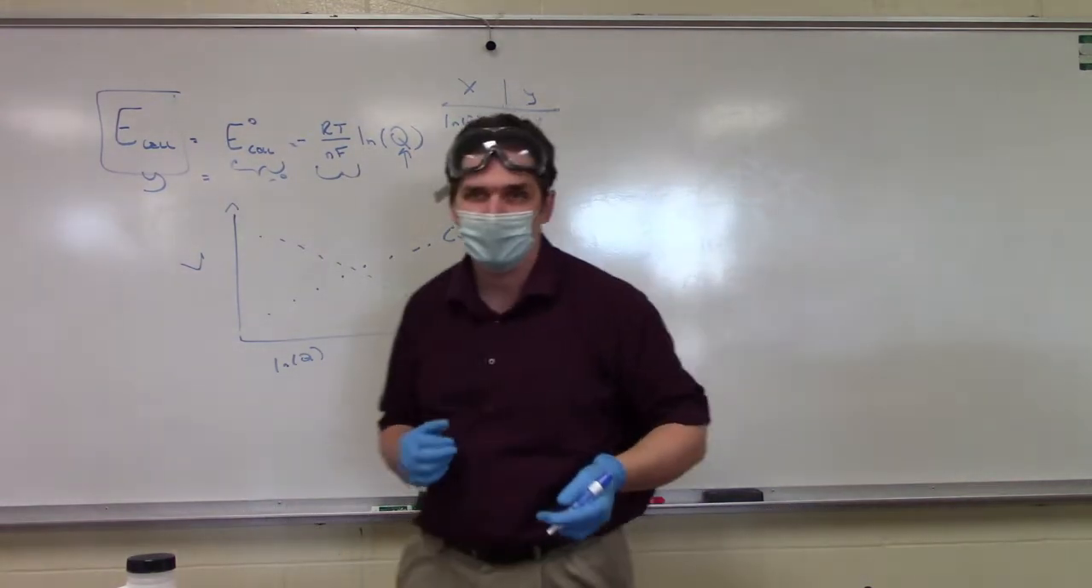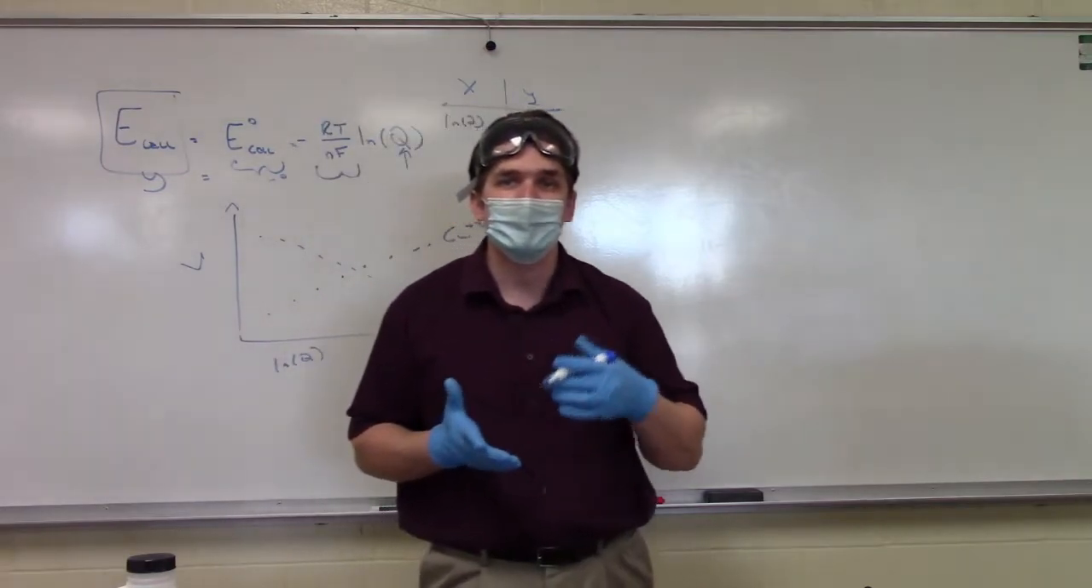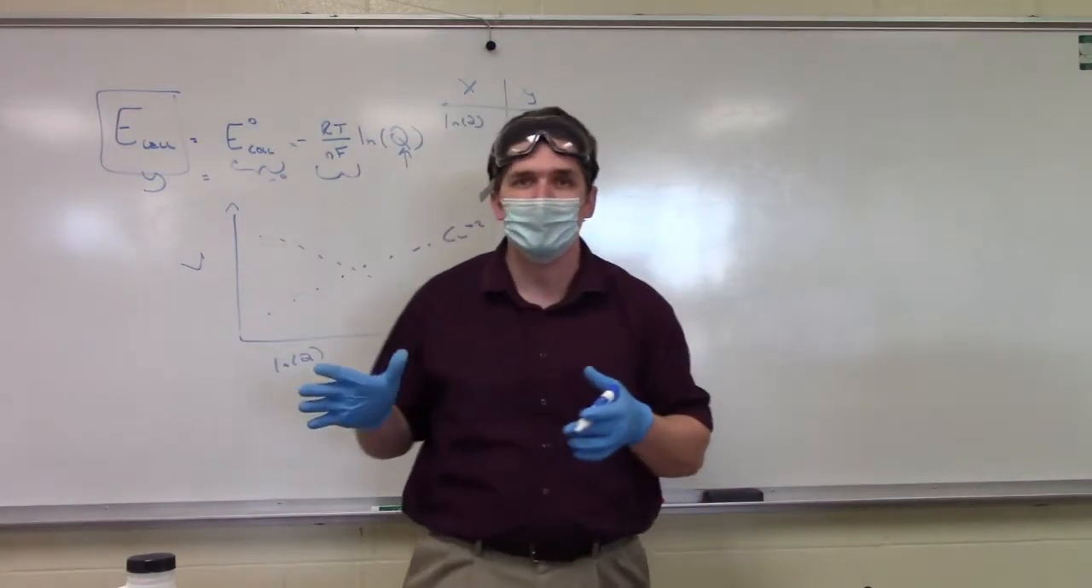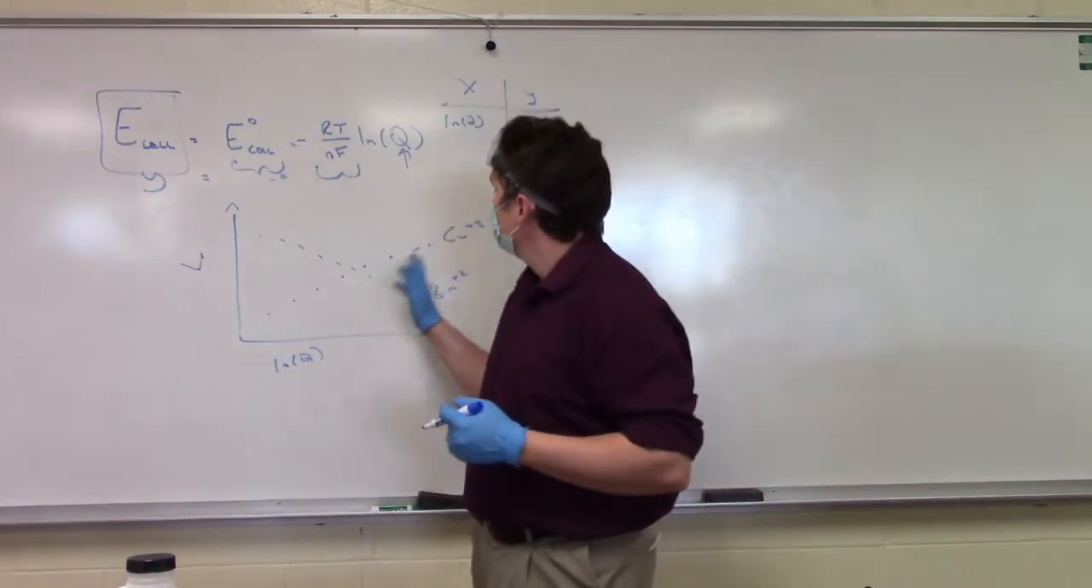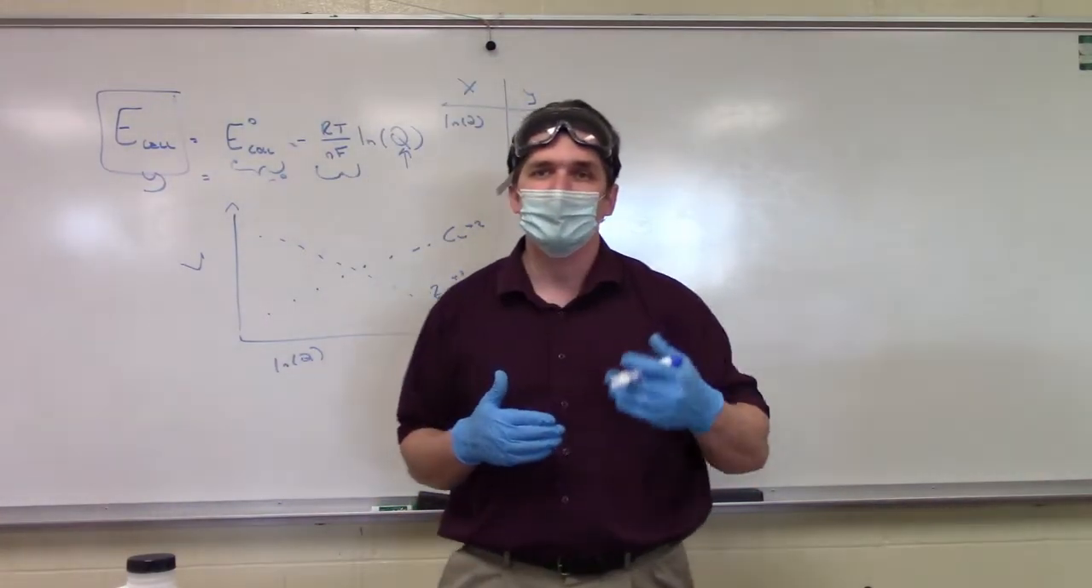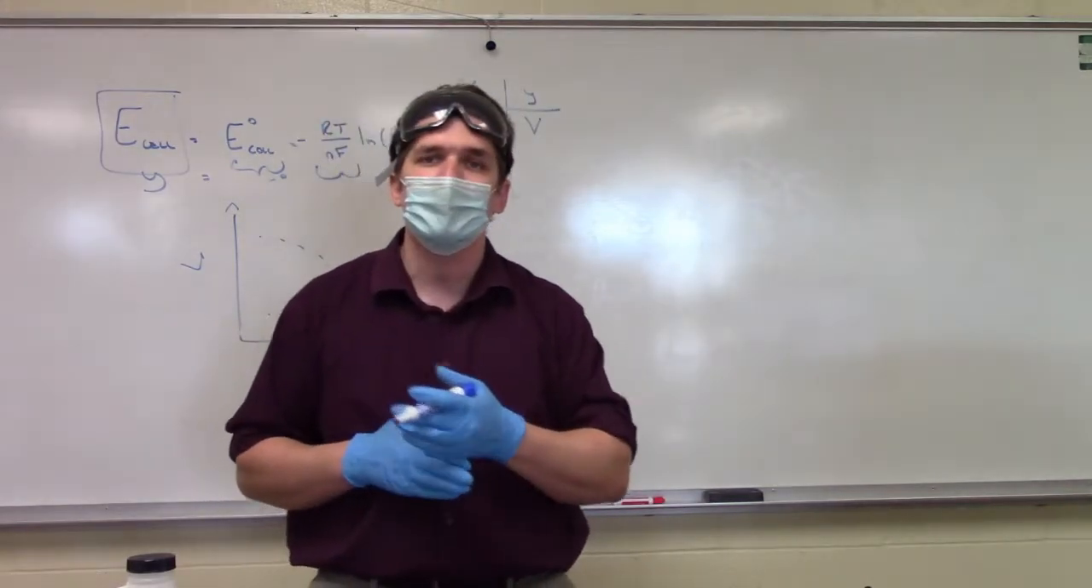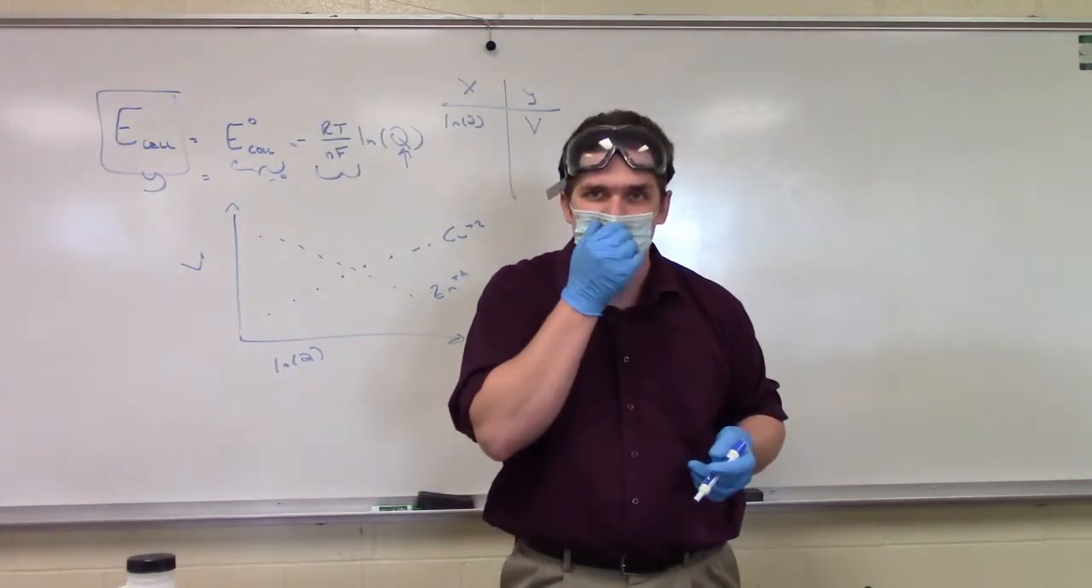And this is just Le Chatelier's principle. As we start adding more zinc plus 2, we're actually on the wrong side of the reaction. We're adding products, so the reaction becomes less favorable, so the voltage goes down. When it comes to the copper plus 2, as we start adding more copper, that's a reactant. We drive the forward reaction, which makes it more favorable, so we expect a positive slope.